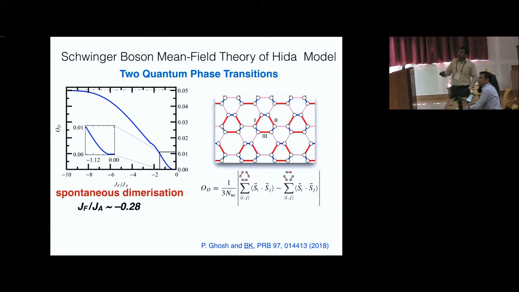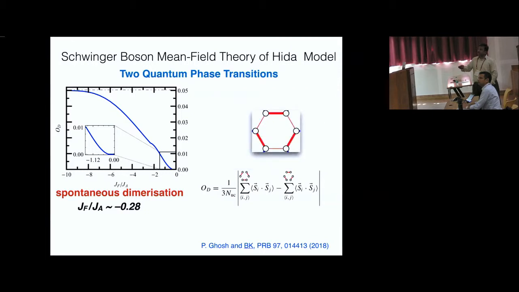So this is a calculation of the dimerization order parameter. If you look at a single hexagon, all we are doing is computing a quantity, OD, which is the difference of singlet weights on these 3 bonds and the other 3 bonds. If that difference happens to be 0, then the system is not dimerized. If that difference is non-zero, then the system is dimerized. So we are just looking at the average singlet weight on the 3 different bonds, these 3 and the other 3 bonds on each hexagon. So this is a sum over each antiferromagnetic hexagon.